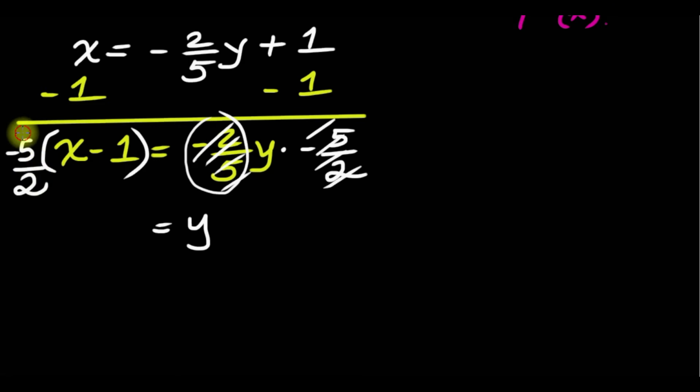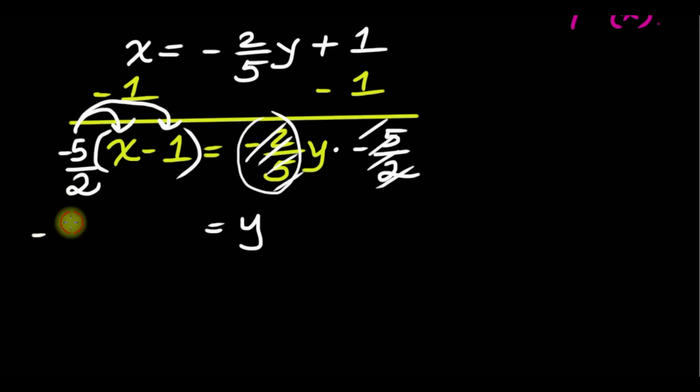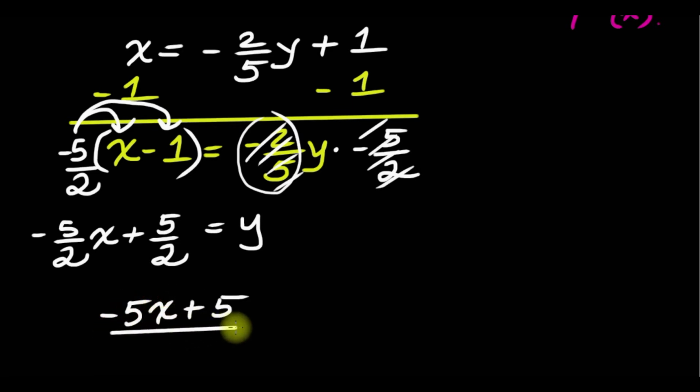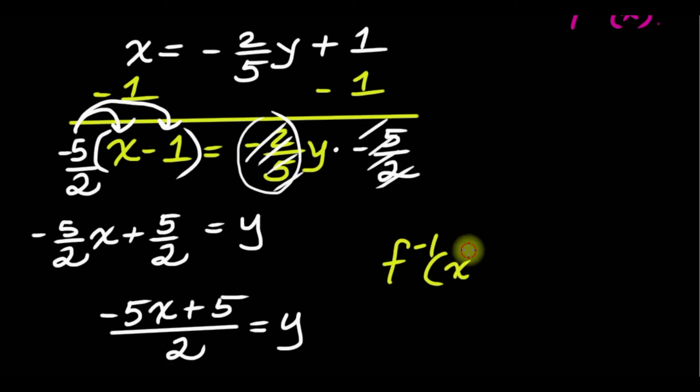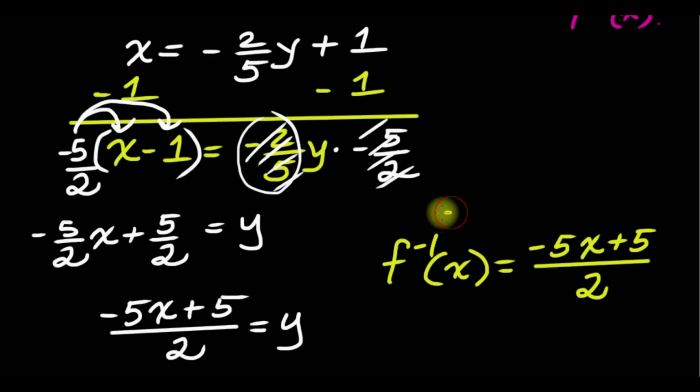And then here you distribute the negative 5 over 2 to get rid of the parenthesis. So you would end up with negative 5 over 2x and then plus 5 over 2. Okay, and then you can rewrite this as negative 5x plus 5 all over 2, because you have the same denominator. And then the last thing we have to do is replace y with the inverse notation. So the inverse is negative 5x plus 5 all over 2. Okay, so this is your inverse.